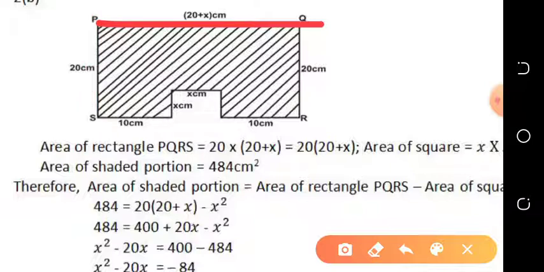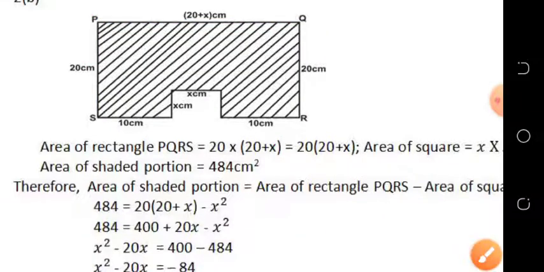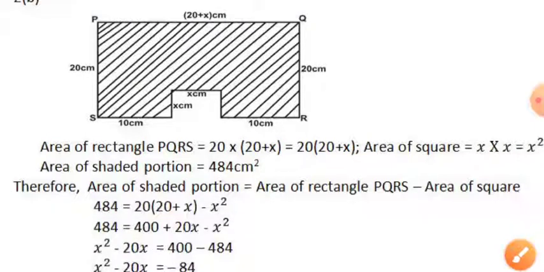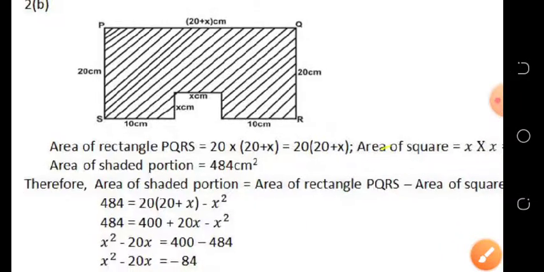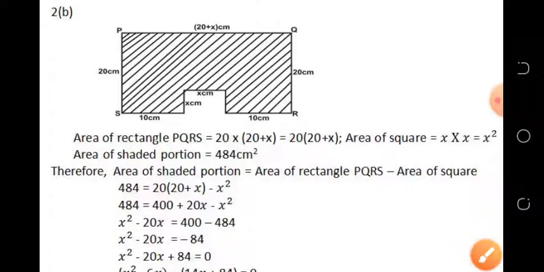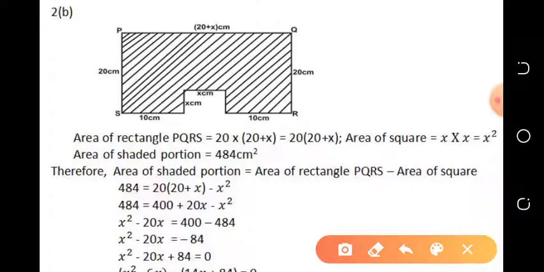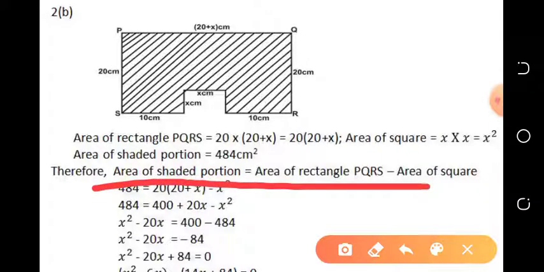Now the next one is area of the square, which is what? As you can see here, area of a square is x times x, which is what? You have x squared. Now the next one is area of shaded portion, which is already given in the equation, is 484 cm squared.